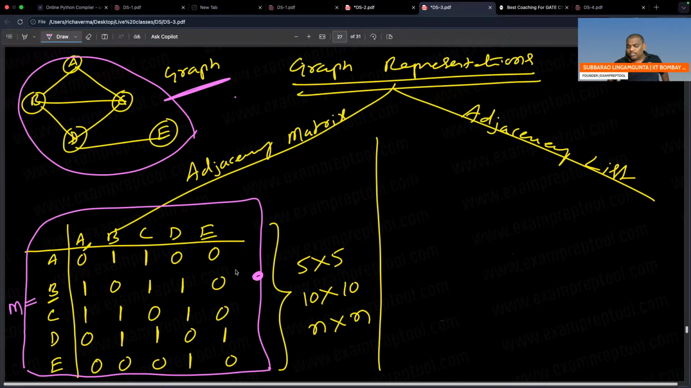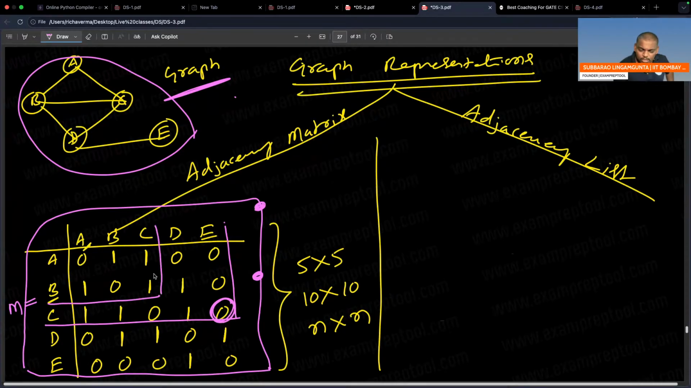Sir, how do I know if C and E are adjacent or not? If you give this matrix, how do I know if C and E are adjacent in the graph or not? Very simple. C and E, 0. So not adjacent in the graph. Whatever you can do in that graph, same thing you can do in this matrix also. I want to check BC, adjacent or not? See, adjacent. I want to check BE, adjacent or not? No.